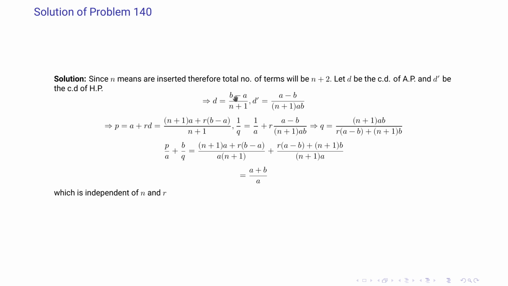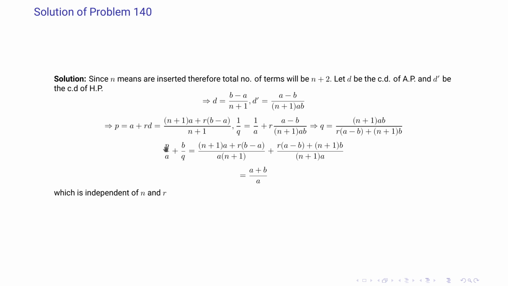So we get d is equal to (b minus a) by (n plus 1), and d prime would be (a minus b) by ((n plus 1) into ab), because d prime would be (1 by b minus 1 by a) divided by (n plus 1). So that will result in this value. Now p is a plus rd, so we obtain that as ((n plus 1) into a plus r into (b minus a)) by (n plus 1). And similarly we obtain the rth term of the HP, that is q is equal to ((n plus 1) into ab) by (r into (a minus b) plus (n plus 1) into b).